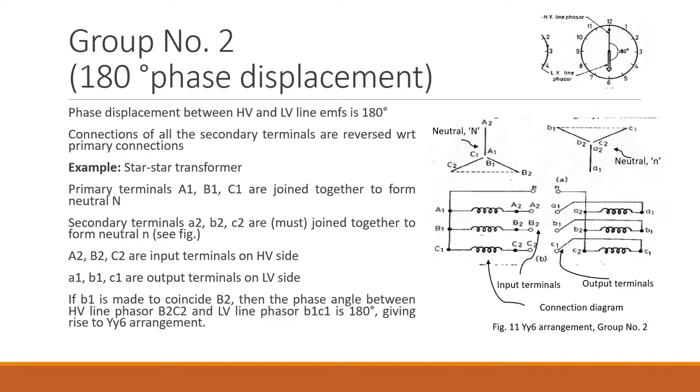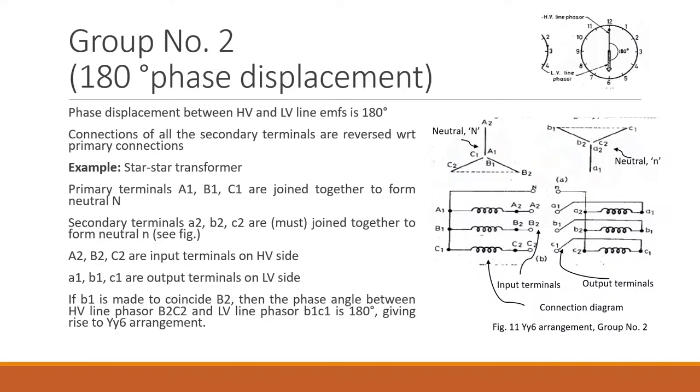So this star-star connection for group number 2 will be called YY6. Just see where your hour hand is in the clock. It is at 6. That's why it is becoming YY6. So if you are given the name of a polyphase transformer as YY6, you should understand that it has a 180 degree phase shift between the HV and LV line EMF. So 6 means 180 degree.